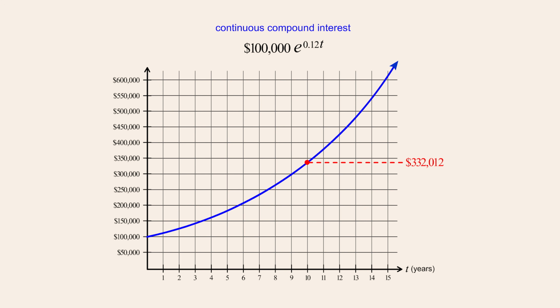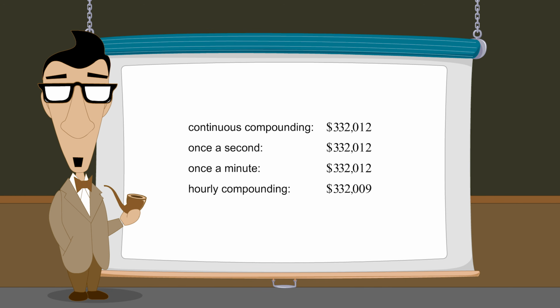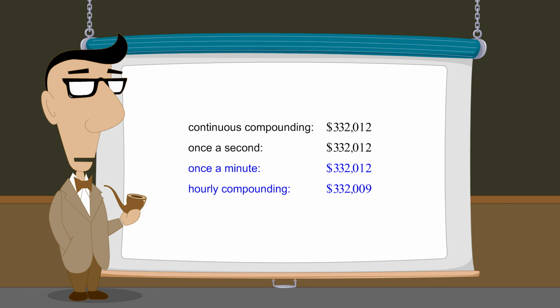The growth of principal continues to accelerate with time. After another 5 years of continuously compounded interest, the initial principal will have grown to over $600,000. Comparing continuous compounding to our previous results from non-continuous compounding, compounding once a minute versus hourly, increases the principal by $3 more than hourly compounding.